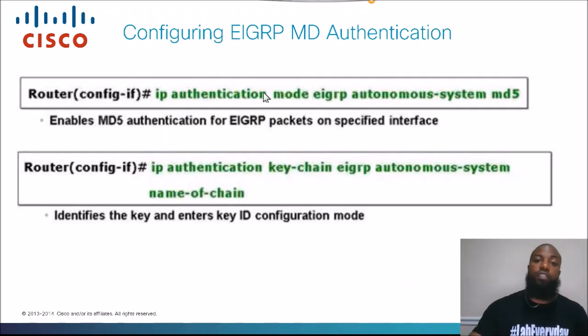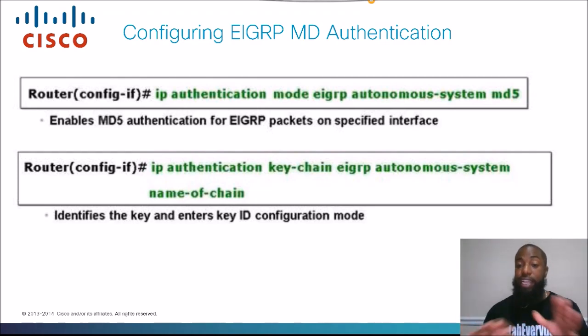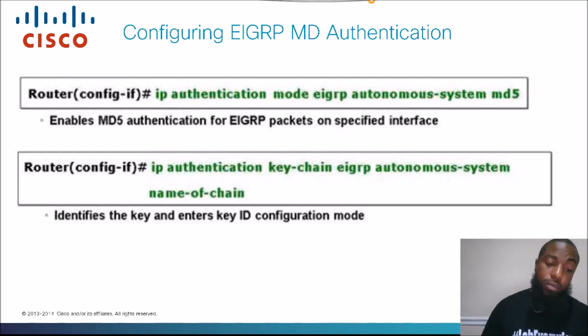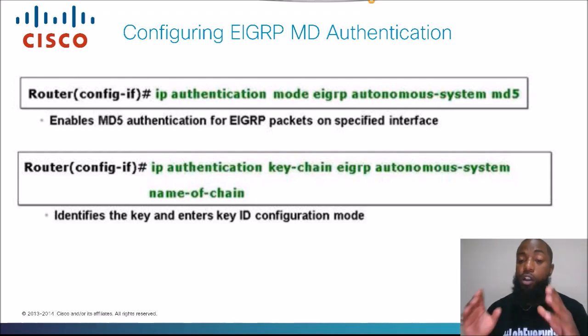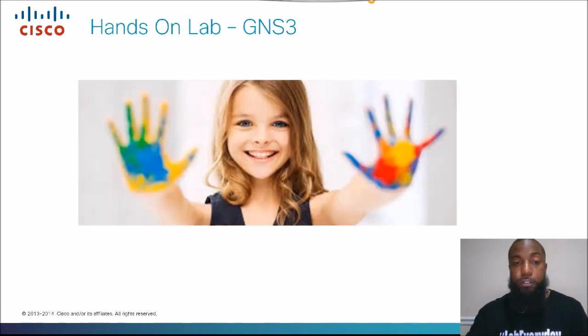And then this is a way to configure MD5 authentication. It says MD, it's supposed to say MD5 authentication. That way you are hashing your passwords, so it's not in clear text. Remember, there's a difference between hashing and encryption. It's not encryption. MD5 is a form of hashing. I'll leave a link in the description below for a clearer explanation of the difference between hashing and encryption. So let's go ahead and spin up GNS3 and do a hands-on lab of EIGRP authentication.